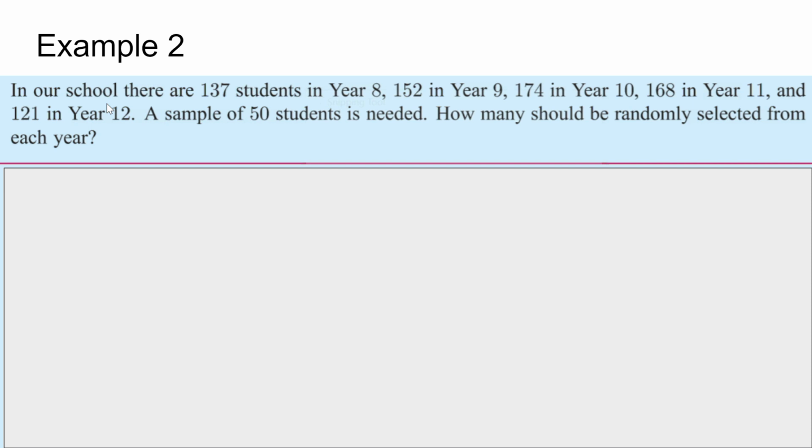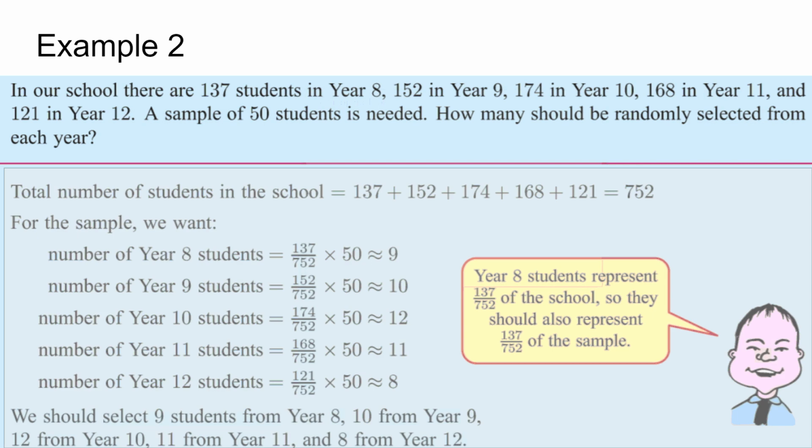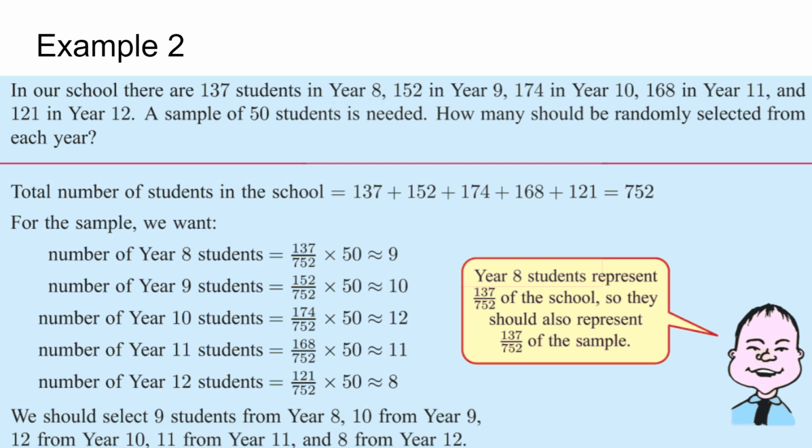Let's take a look at this example here, example number 2. It says in our school, there are 137 students in year 8, 152 in year 9, 174 in year 10, 168 in 11, and 121 in year 12. A sample of 50 students is needed. How many should you randomly select from each year? So what we want to do is figure out proportionally what number we should have from each group. So if you added up all the students, that gives us 752 students.